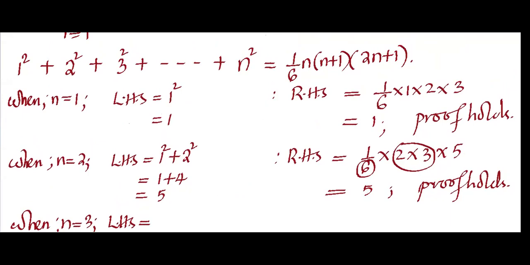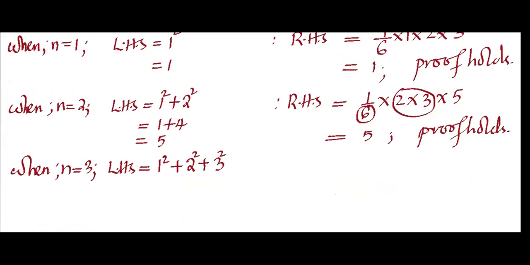Switch on your mic and talk. 1 squared, 2 squared and 3 squared, plus 2 squared plus 3 squared. That would be the expectation. So this time round you're adding 1 plus 4 plus 9, which gives us 14.